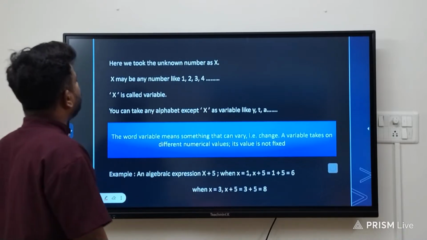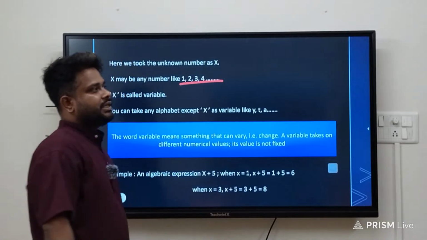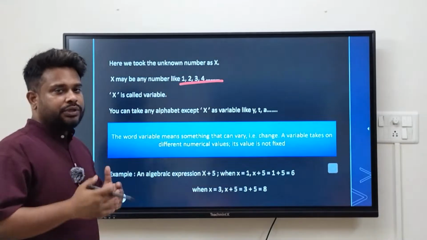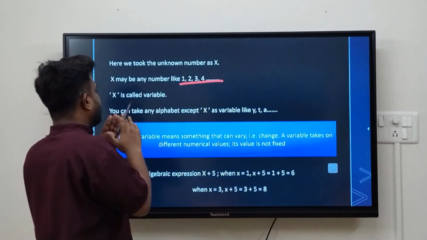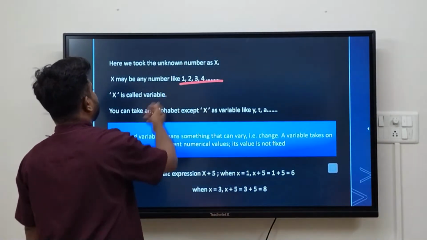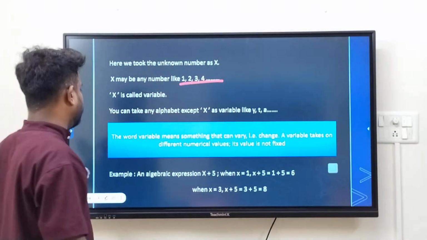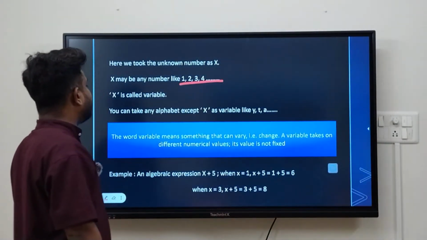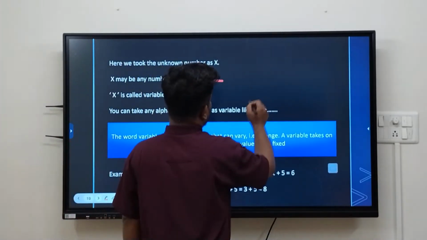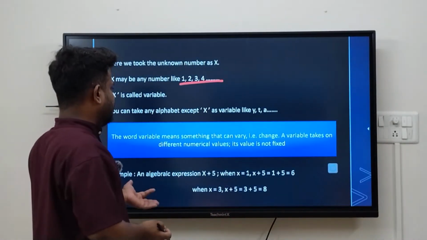Here we took the unknown number as x. x may be any number. This is just an experiment or a problem. So how do we solve this? You can think of any number, referred to as x, and x can be 1, 2, 3, 4, whatever. x is called a variable, just like we have learned before. You can take any alphabet as a variable, like y, t, a, alpha, beta, gamma, whatever. I am not writing them, but you can take whatever you want.